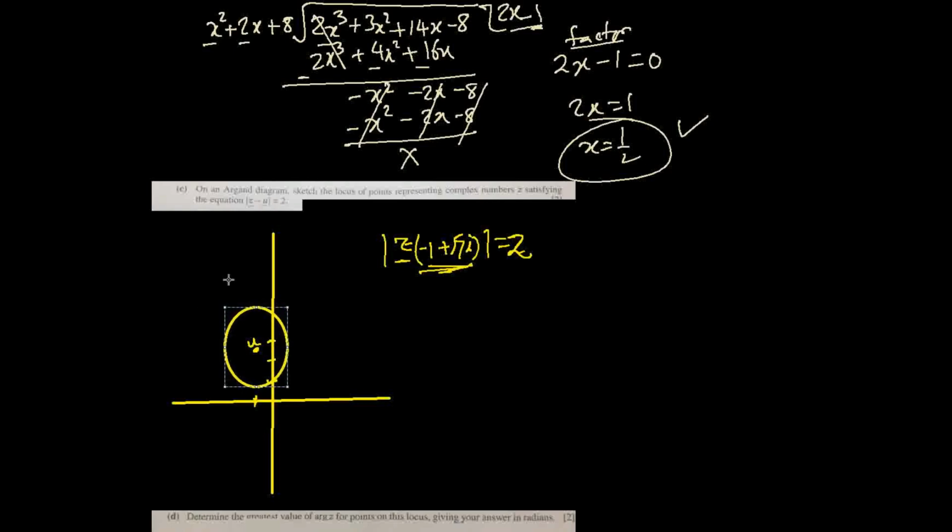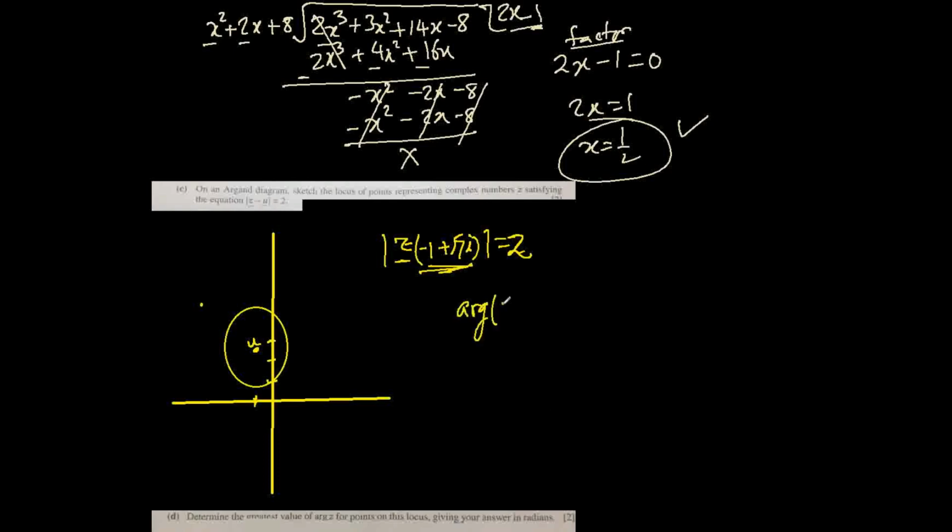Okay, let me make it a little thinner so that it is better to see. All right, this is done. On an Argand diagram, we have shown |z - u| = 2. Okay, that's it. Now, the next part says determine the greatest value of argument z. I'm talking about part D.